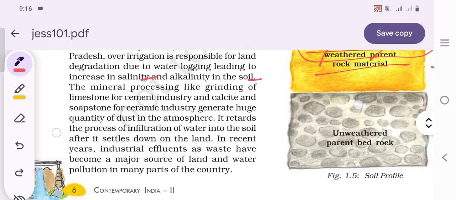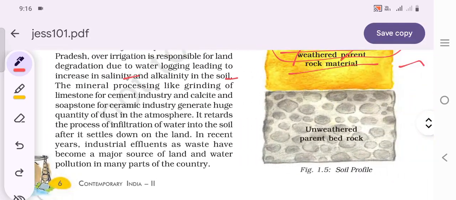Next, mineral processing like the grinding of limestone for the cement industry and calcite and soapstone for the ceramic industry generates a huge quantity of dust in the atmosphere. It retards the process of infiltration of water in the soil after it settles down on the land. Sometimes in some places we are doing boring, which means we are putting the land into trouble, right? So it retards the infiltration of water into the soil after it settles down on land.